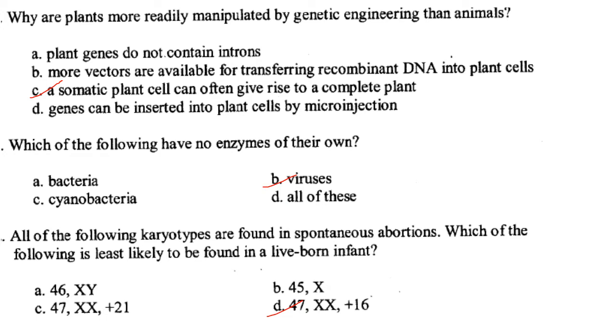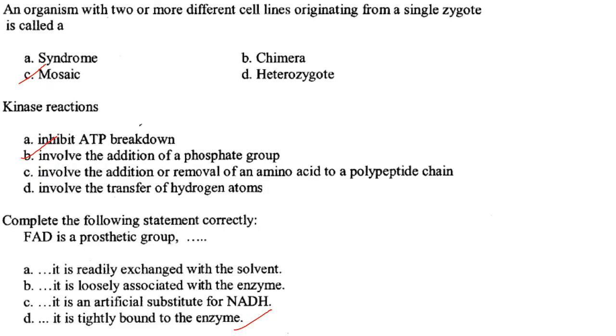Because already it would have aborted. So that will not be present in a live born infant. The next one: an organism with two or more different cell lines originating from a single zygote is called... So it is called mosaic. Genetic mosaicism is defined as the presence of two or more cell lineages with different genotypes arising from a single zygote in a single individual.